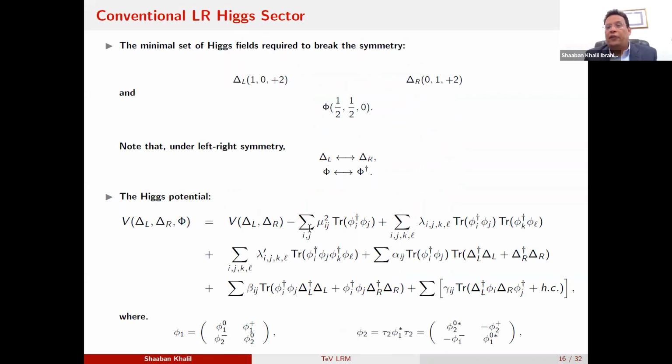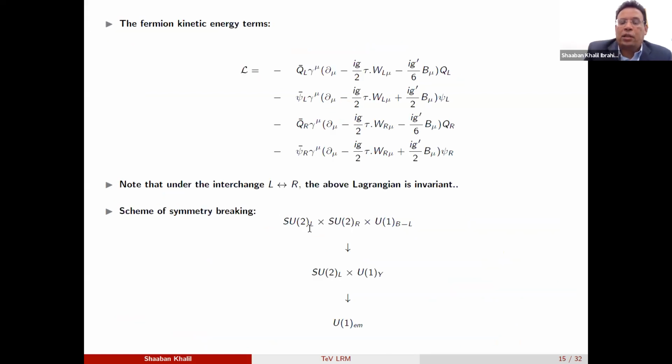This is a conventional left-right model. What is important to mention here is that they used a Higgs sector of this form: an adjoint, call it delta L, which of course should not be charged under SU3. So 1 here means singlet under SU3, and 0 here is under SU2 right. I seem to have written SU2 right before.